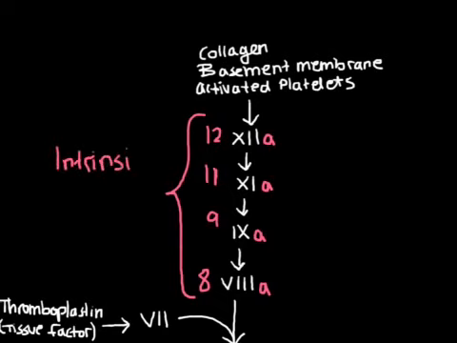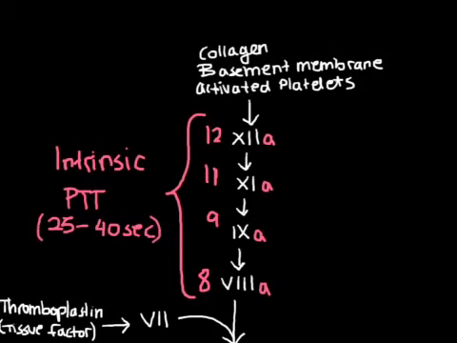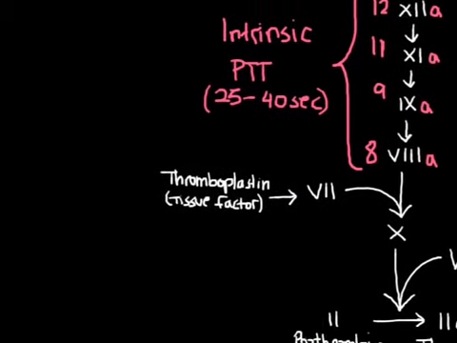This is measured by the partial thromboplastin time, PTT, also known as activated partial thromboplastin time, which normally should be 25 to 40 seconds. If it is longer, you know that there's something wrong with the intrinsic pathway. Now we move on to the extrinsic pathway, which is over here.